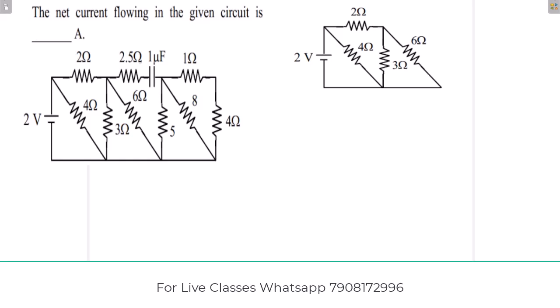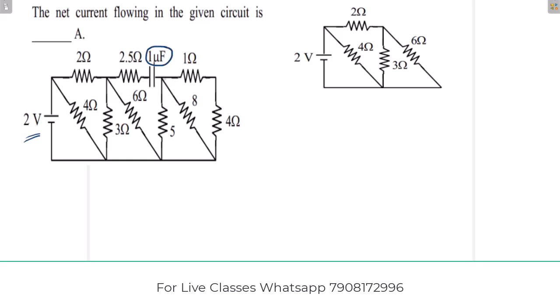The net current flowing in the given circuit is... So this is the given circuit. Now here we can see that a DC supply voltage of 2 volt is used, and a capacitor of 1 microfarad is also used.